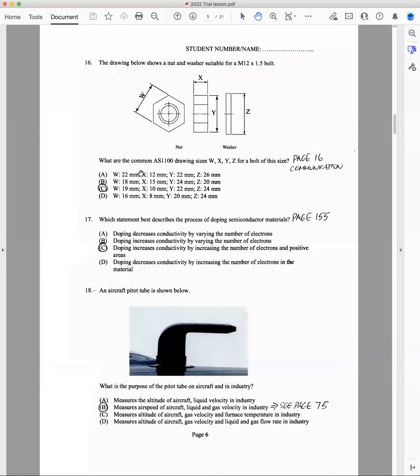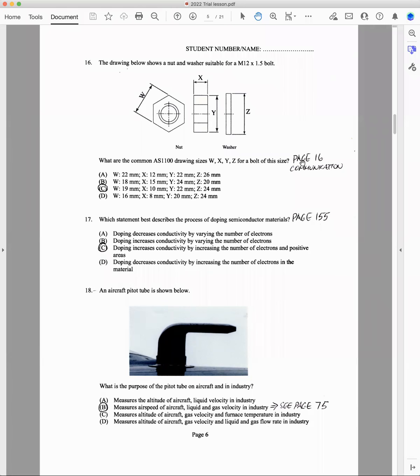Next question, question 16 on page 6. The drawing below shows a nut and washer suitable for an M12 by 1.5 bolt. Now, make sure you know what this means. M is the metric profile of the thread, 12 is the diameter in millimeters, and 1.5 is the pitch. And the pitch is the distance between one peak of the thread to the adjacent peak of the thread.